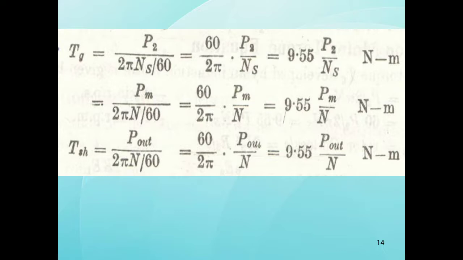Here Tg, the gross mechanical torque developed in the rotor, is 9.55 P2 by ns. TSH, the shaft torque, is 9.55 P out by n. So the shaft torque is based on P out by n, and the gross torque is based on P2 by ns.